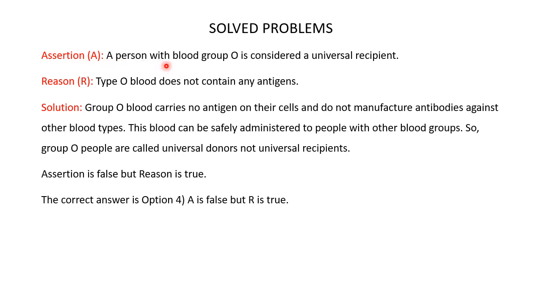Assertion: A person with blood group O is considered a universal recipient. Reason: Type O blood does not contain any antigens. Now it's known that group O blood carries no antigen on their cells and does not manufacture antibodies against other blood types. This blood can be safely administered to people with other blood groups. So group O people are called universal donors, not universal recipients.